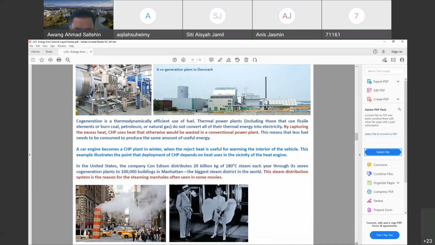And then in the US, a company like Con Edison distributed 20 billion kilograms of steam, at 100 degrees Celsius, each year through its seven cogeneration plants. This is supplied to 100,000 buildings in Manhattan. So the steam distribution process is the reason for steaming manholes. Normally you get to see these steaming manholes in some of the movies, like the one shown here, the famous Marilyn Monroe movie.